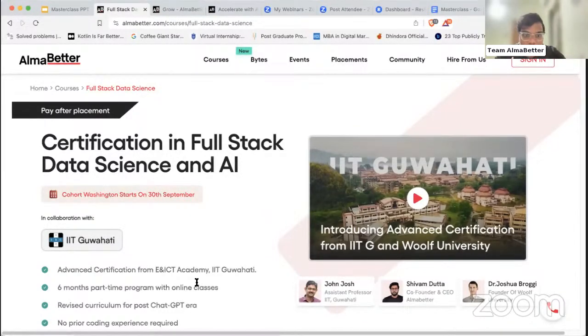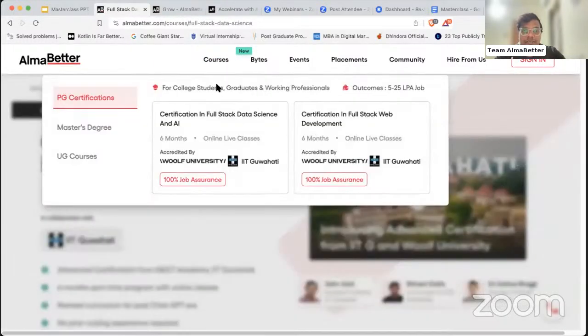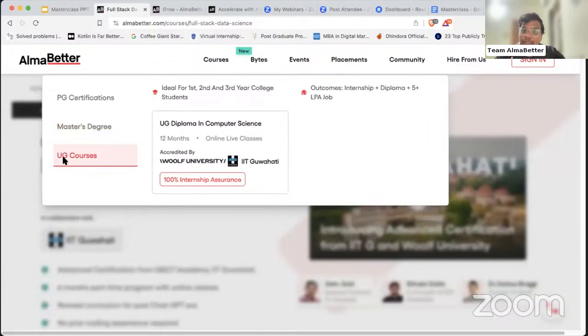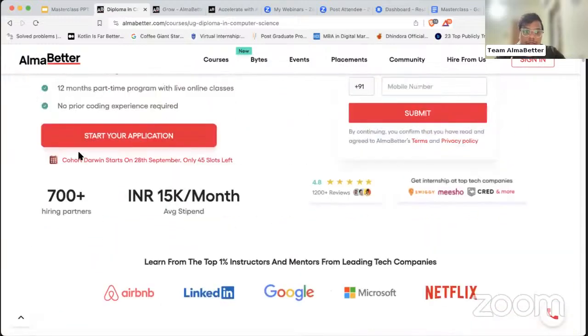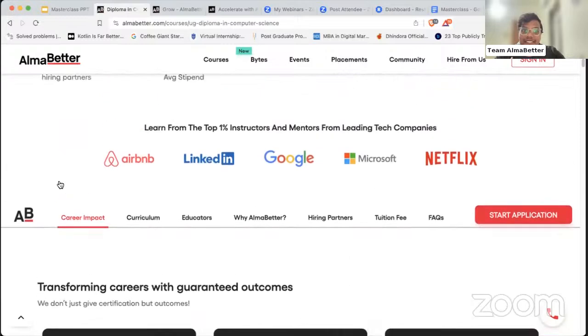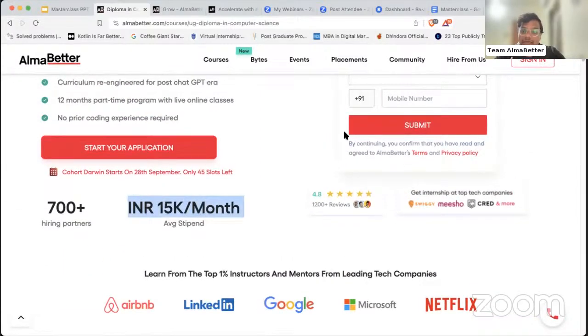This year only I completed my school. Can I join the full stack data science course? School means you have completed your graduation or like 10+2. So if you have just completed your 10+2, take your time. Once you get into a degree course, you can enroll into our UG diploma in computer science program. So you will be eligible for this course once you get into a degree course. Through this, you will be getting paid internships, right? So you will get a paid internship once you complete the course.